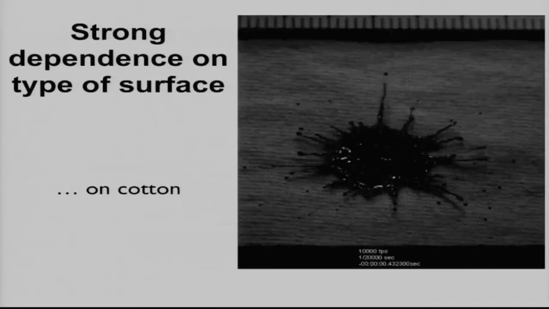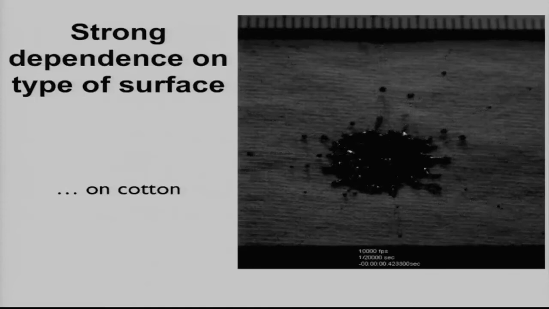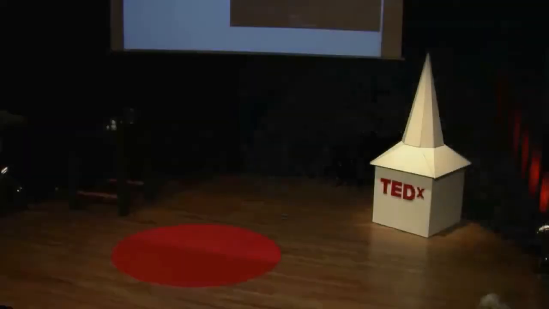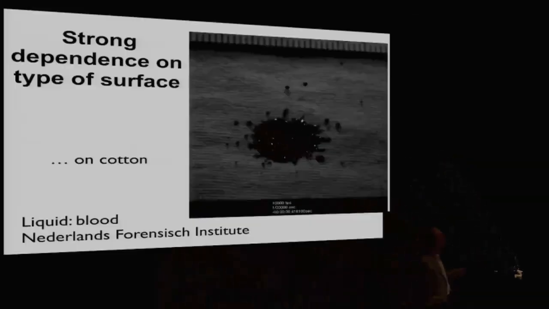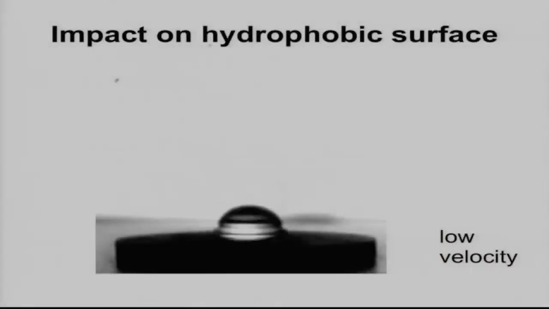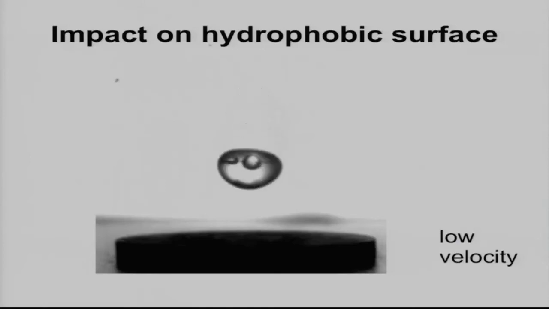You see the splash is very different here. And you wonder why? Well, the reason is the different substrate and the interaction between the liquid and the substrate. The liquid which is used here is in fact blood, and we did some study for the Dutch Forensic Institute. Here is another example for impact of a droplet, and you see a bubble is entrained. Bubbles can be very, very important at impact.